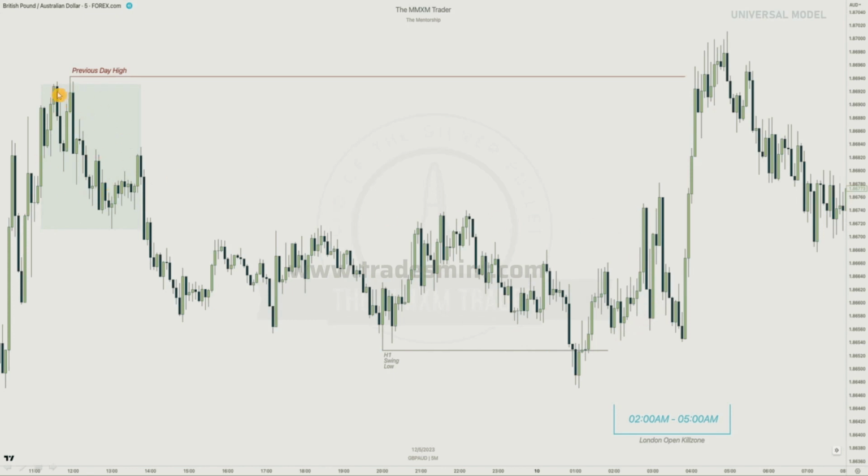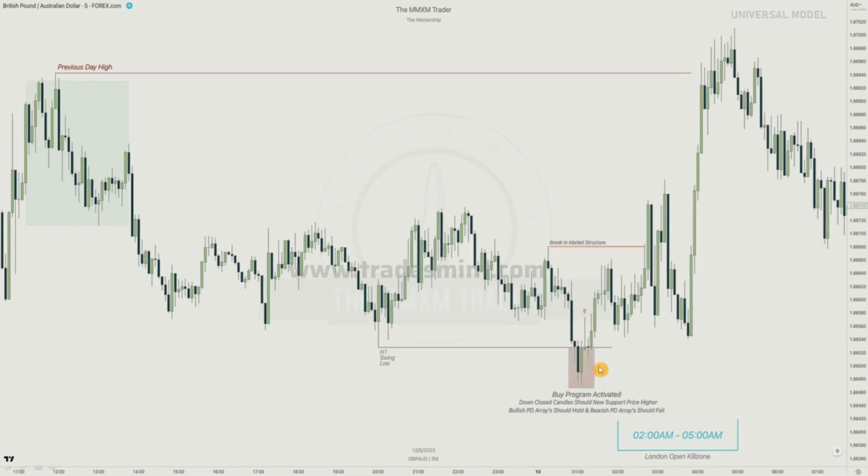So original consolidation has been established to the left side of this curve, sell side of the curve, until we take out this swing low, right? This 1 hour liquidity purge on the sell side. Then waiting for a break of structure as always, and our buy program has been activated. Now, when a buy program is activated, all down close candles should now support price higher, right? And all bullish PD arrays should hold and all bearish PD arrays should fail.